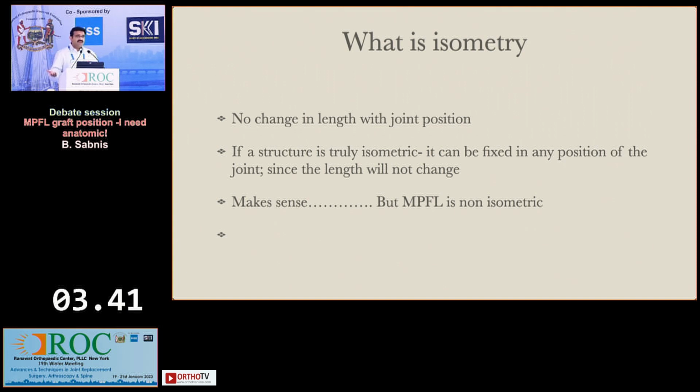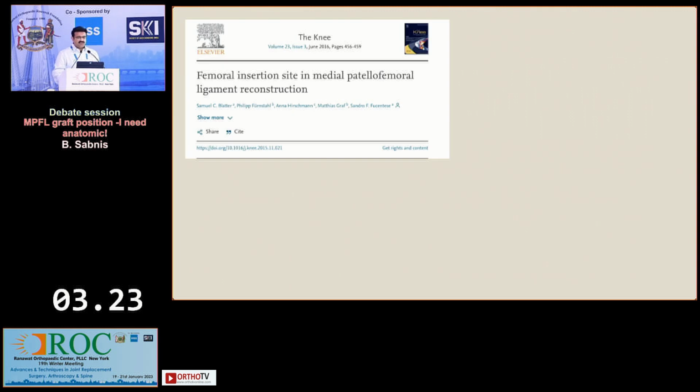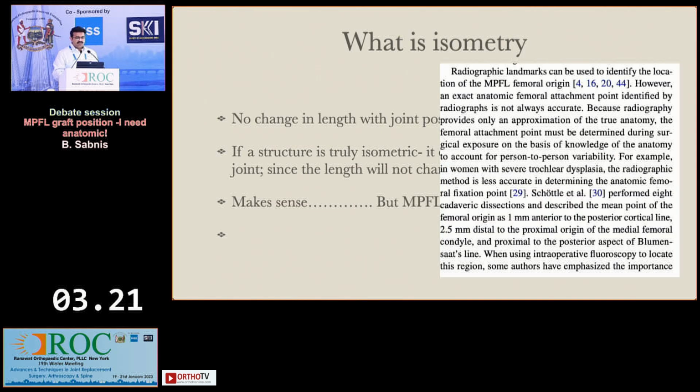If it's a truly isometric structure, then you can fix the MPFL in 90 degrees of flexion or 0 degrees of flexion. The length will remain the same since it's a purely isometric structure. Now this is a geometric concept, where you're talking of two circles rotating on each other, which is not the case in the knee joint. So the MPFL is non-isometric, and I won't rely too much on that.